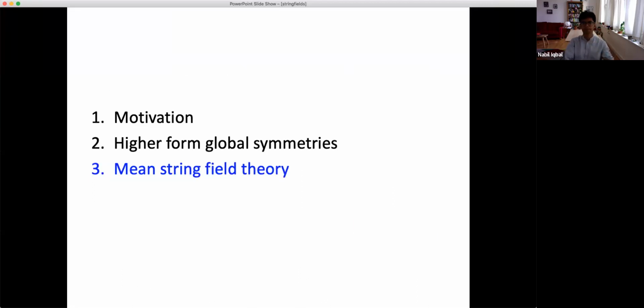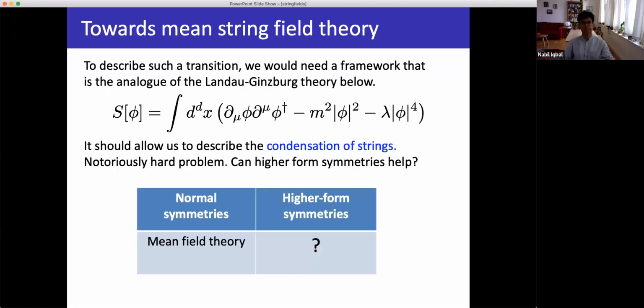So here we go. What is meant by string field theory? To describe a transition where a higher form symmetry is spontaneously broken, we need a framework that is the analog of this Landau-Ginzburg type theory. I want to write down something that does for higher form symmetries what Landau-Ginzburg theory does for ordinary symmetries.